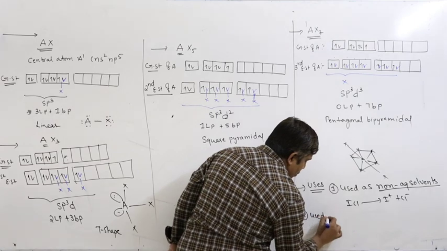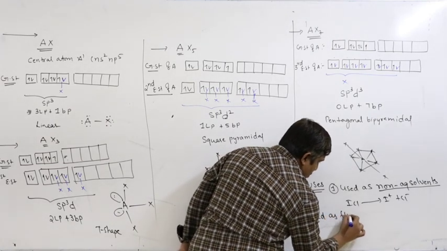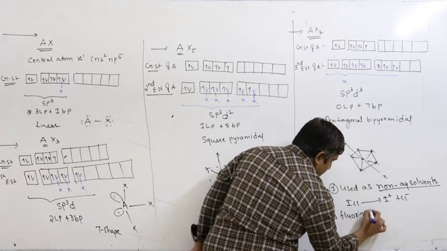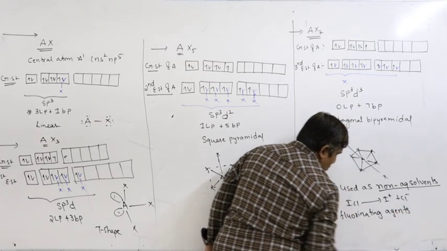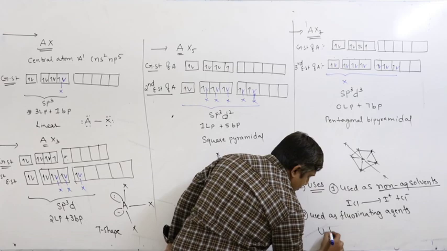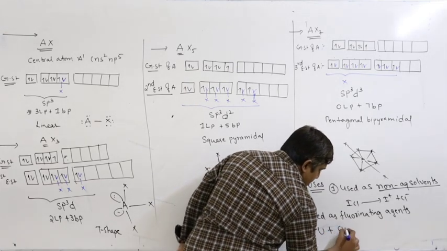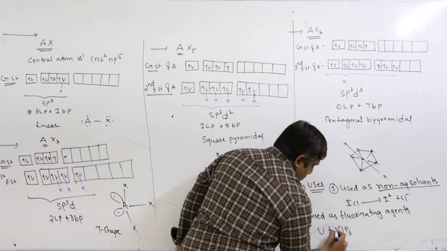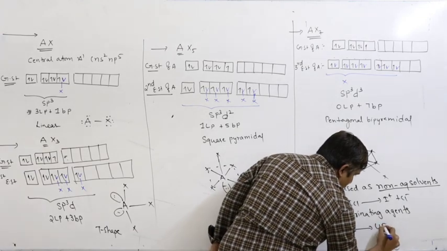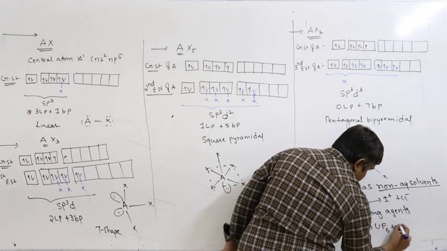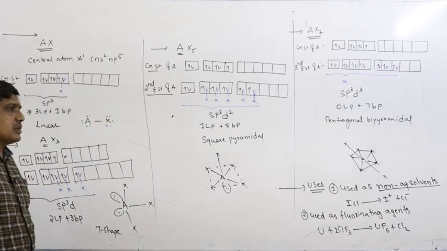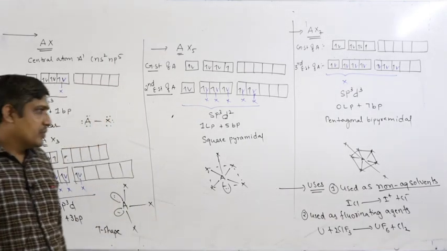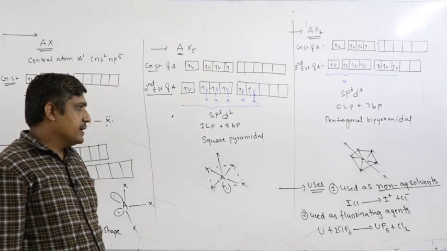Used as fluorinating agents. So uranium can be fluorinated with ClF3 to give uranium hexafluoride and chloride. So interhalogens are used as non-aqueous solvents and fluorinating agents.